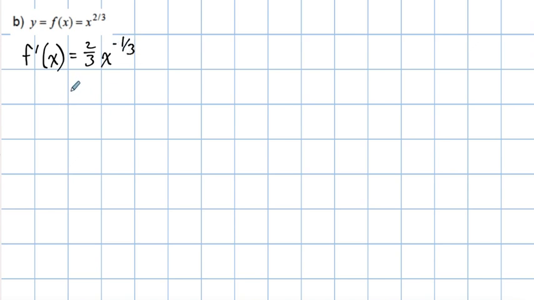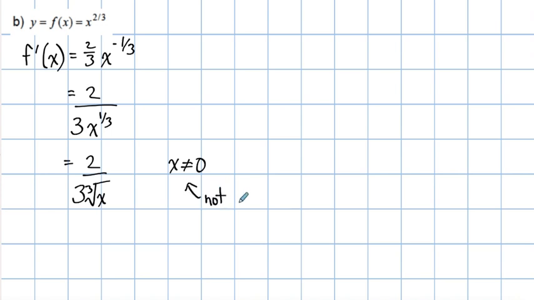So what is this going to look like as a fraction? Well, it's going to be 2 over 3 x to the 1/3, or 2 over 3 times the cube root of x. And we know the denominator can't equal 0, and the only way this would equal 0 is if x is equal to 0. So our restriction is that x can't equal 0. And so this is going to be a point where it's not differentiable.